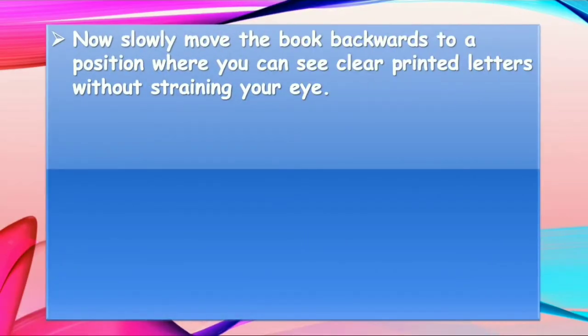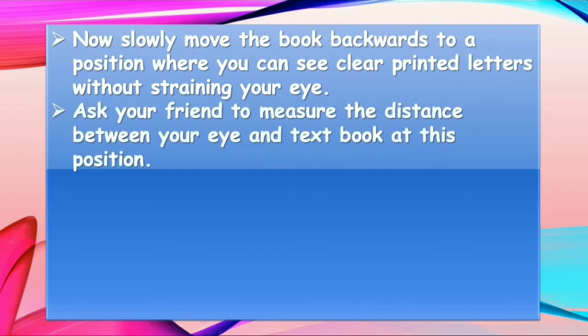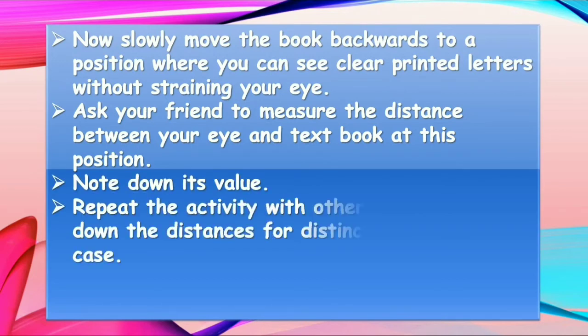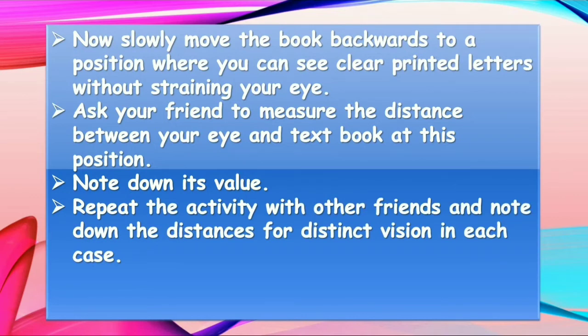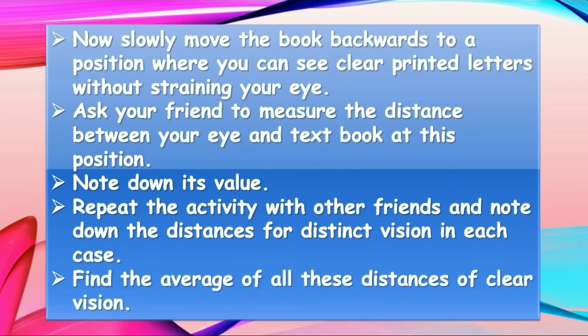So now slowly move the book backwards to the position where you can see clear printed letters without straining your eye. Ask your friends to measure the distance between your eye and the textbook at this position where you can see them clearly without straining the eye. Note down its value. Repeat the activity with other friends and note down the distances for distinct vision in each case. Find the average of all these distances of clear vision.